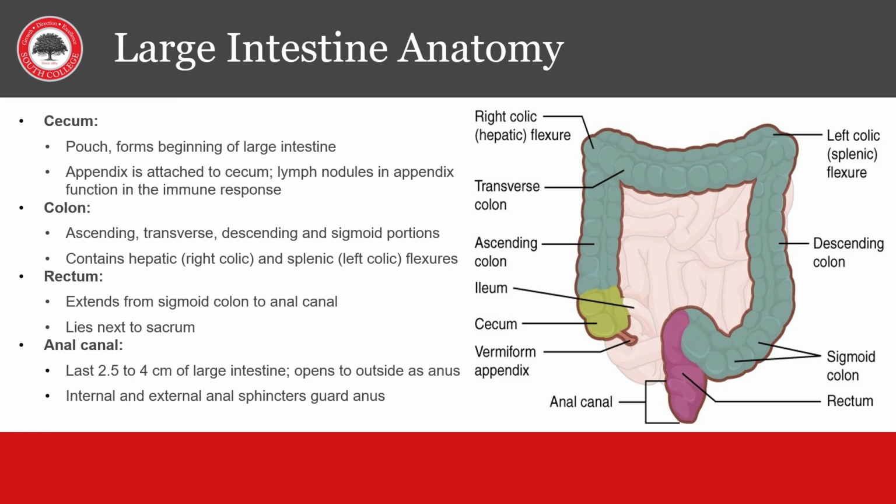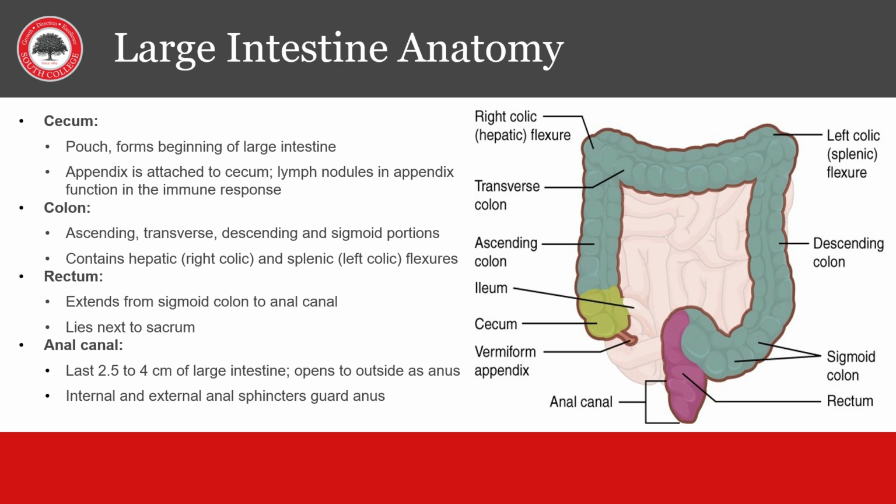The cecum is like a pouch and is the beginning of the large bowel. It has a vermiform or worm-like appendix at the end, which is a dead end. It may function in the immune response, but the appendix gets frequently inflamed and infected and has to be removed during an episode of appendicitis.